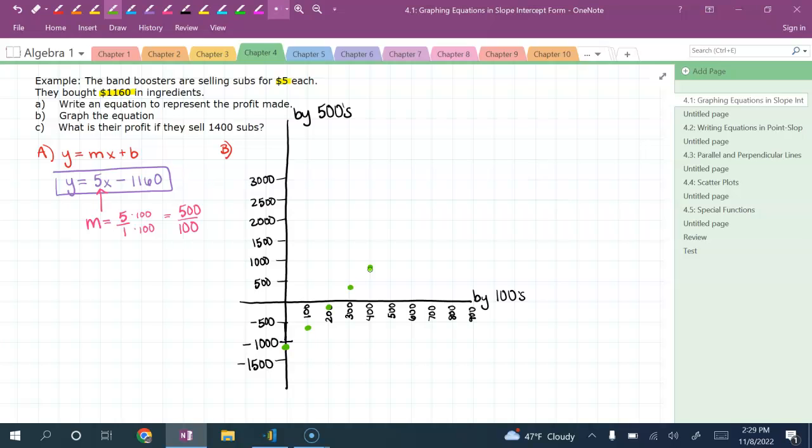Really, the important thing is that you're just trying to do the best you can with estimating where those points are going to be. We do not expect these to necessarily be perfect because the numbers are so large, but that is what the graph would look like.